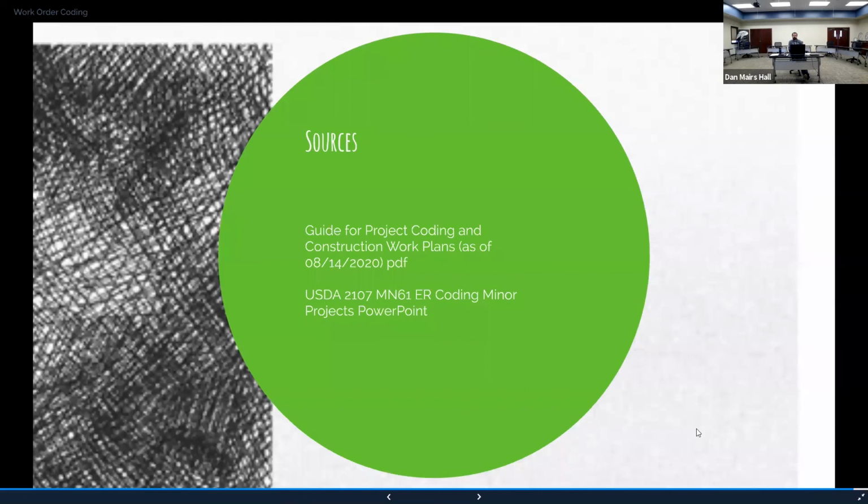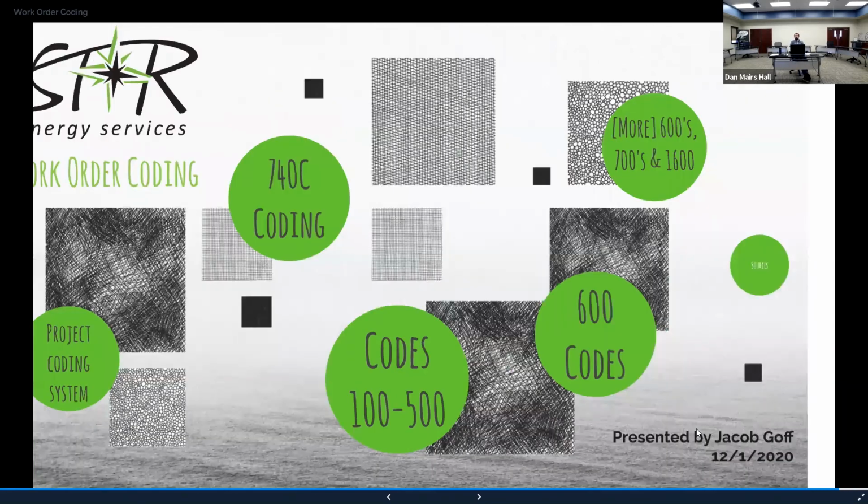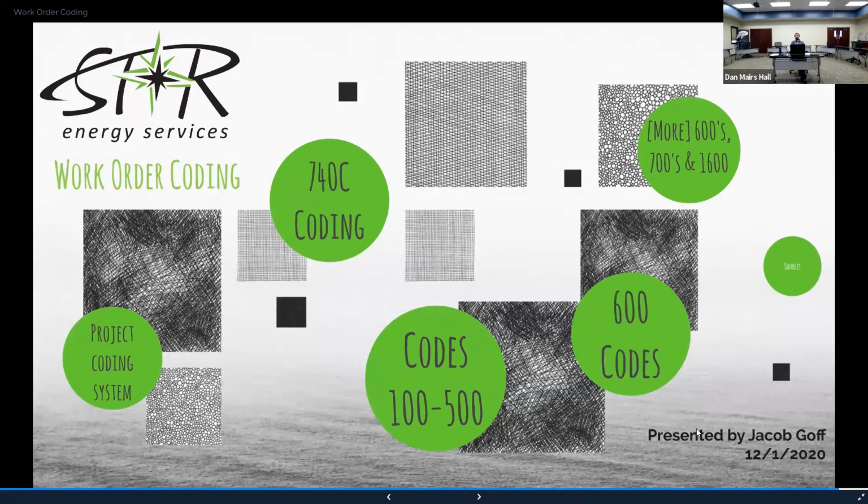I got some sources here. The Guide for Project Coding and Construction Work Plans, they had a new one released in August. If you don't have that, it's a great resource. Otherwise, you can always come to your engineers. Christy is a wonderful resource. Talk to your GFRs. Again, they like when you ask questions, and they'd rather you ask for permission rather than forgiveness. So, any questions?